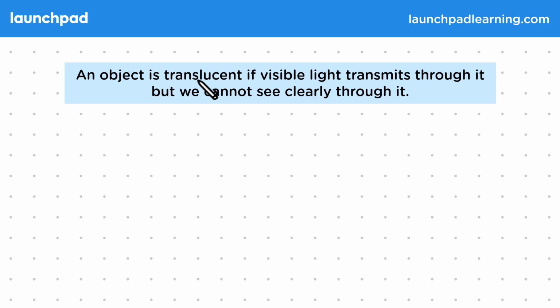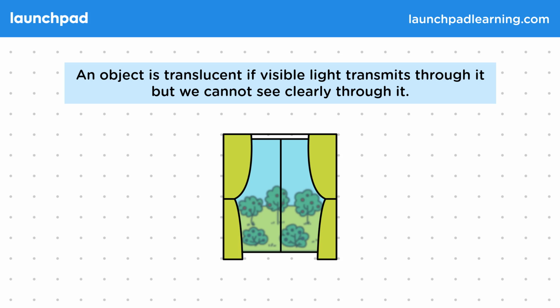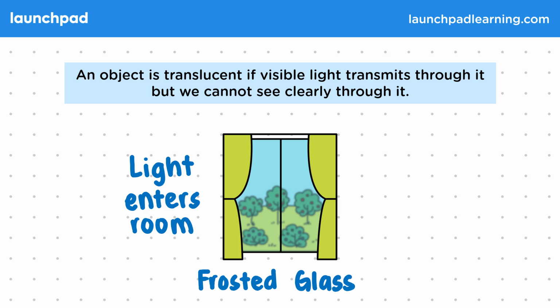Well, an object is translucent if visible light transmits through it, but we cannot see clearly through it. For example, here's some frosted glass. Light rays can pass through the glass, but will refract multiple times in it so they don't converge to form a clear image. So this means that the glass will let light enter a room, letting it be illuminated, but people can't see clearly what's on the other side. It's just blurry shapes or sometimes even shadows.